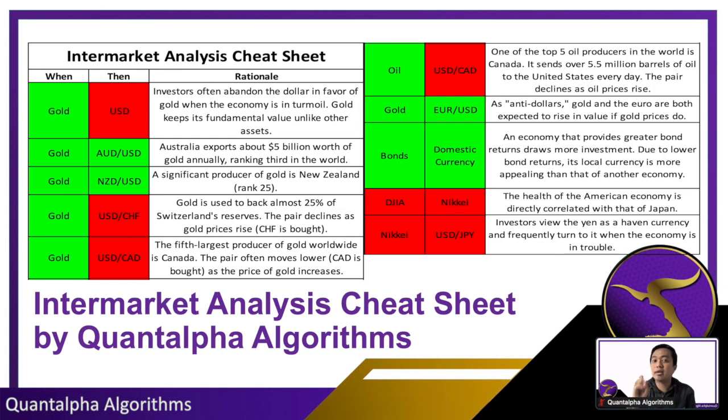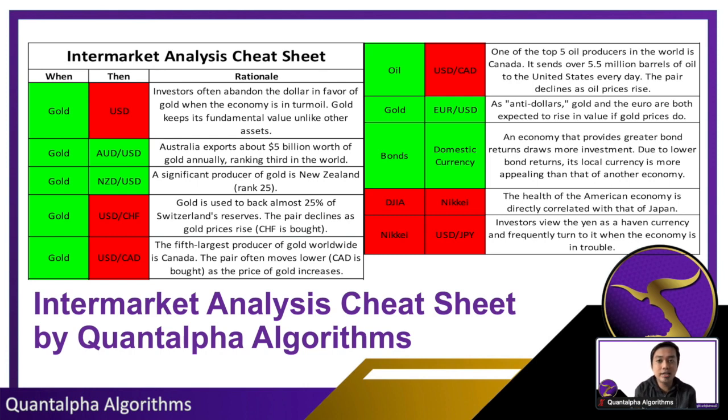But if a specific country's bond market goes up, that specific country's currency goes up as well. But why? This is the rationale. An economy that provides greater bond returns draws more investment. Due to lower bond returns elsewhere, its local currency is more appealing than that of another economy. Oh, by the way, bonds are mostly considered a safe investment.